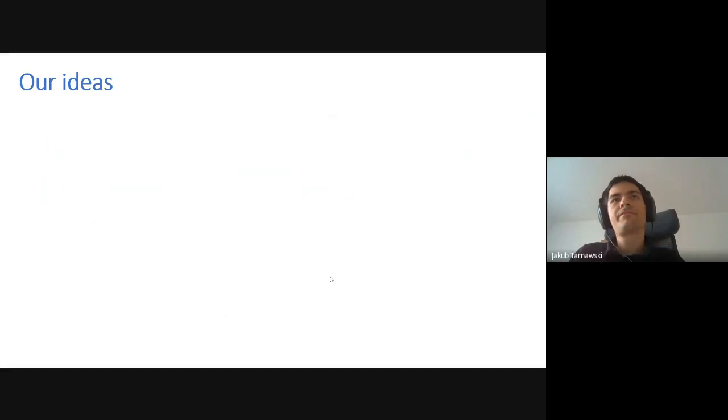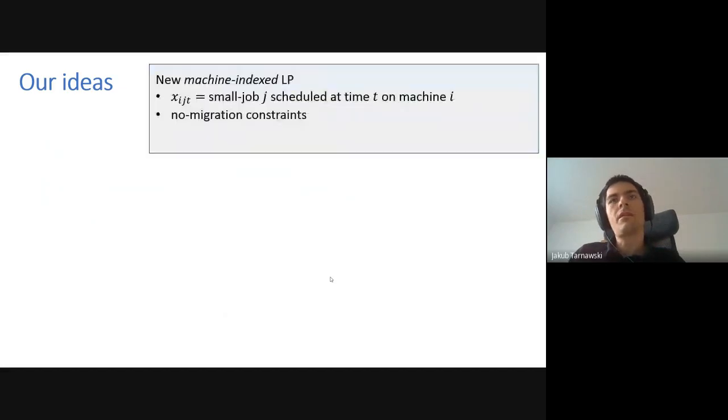Okay. So what do we do to fight this? We have a new LP, which is also machine indexed. This is quite an easy idea that if you want to control which machine things go to, then you put it in the LP. So we have a variable x_ijt, which means that a small job j gets scheduled at time t on machine i. Even though all machines are the same, we need to have this. And then we have no migration constraints, which basically say that for every small job that comes from the same big job, you want to have the same extent of it on every machine.